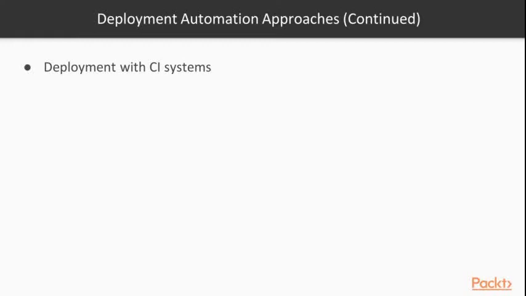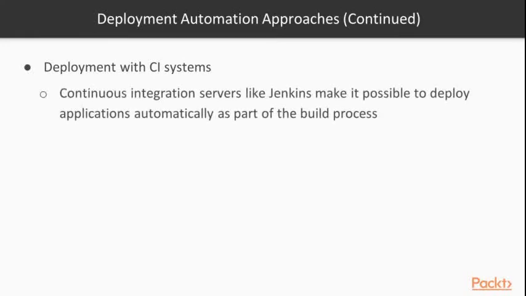The second approach is deployment with continuous integration systems. Continuous integration servers like Jenkins or Bamboo make it possible to deploy applications automatically as a part of the build process. This is an extension of the scripting approach because the CI system usually is not aware of the details of the application and the underlying environment. Rather, the CI system automatically triggers scripts which can deploy the application.